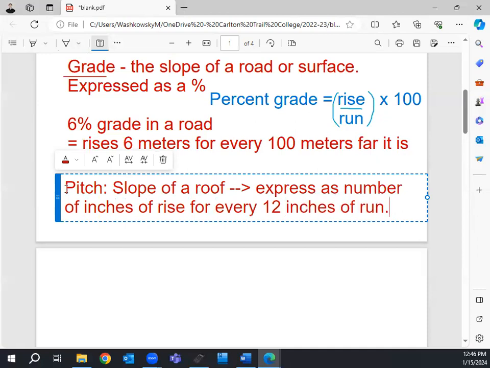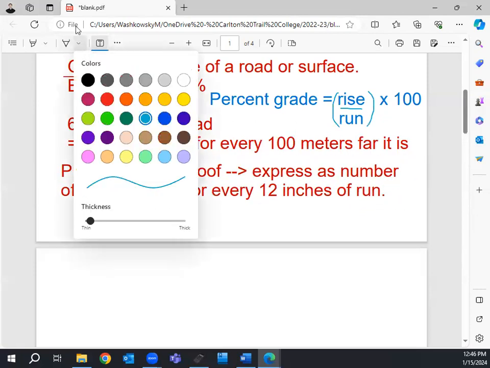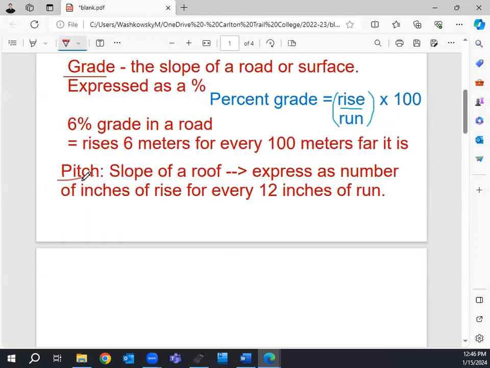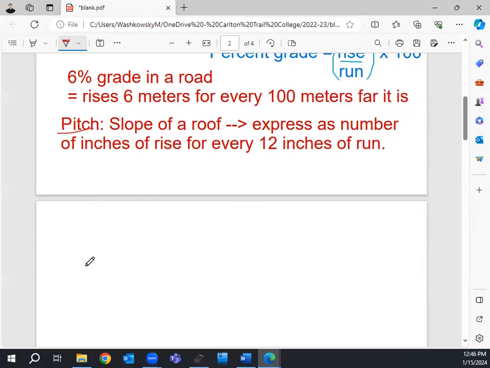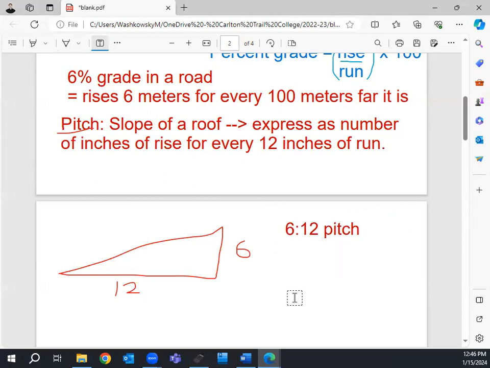So I'll make you a little picture here to help out with that. If I have a roof like this, I can see that it rises 6 inches for every 12 that it runs across, which would mean that the pitch in this case would be 6 to 12. And you can see it's expressed as a ratio. You could do it as a fraction if you're trying to solve a problem with it as well. It'd be a 6 over 12.